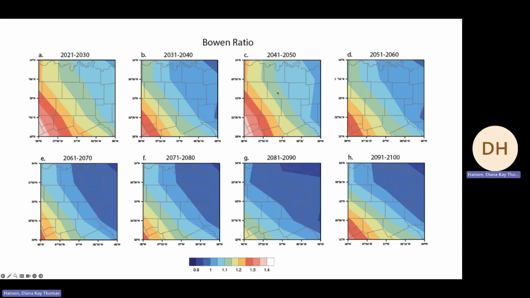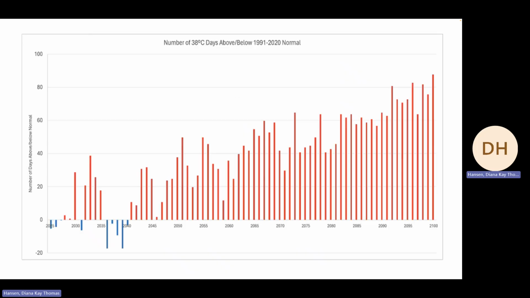Bowen ratio is the ratio between sensible and latent heat fluxes. As the ratio increases, it becomes drier, and this shows that for the first part of the century, the study area was in the temperate to semi-arid landscape classification, and it does get a little wetter toward the end of the century.